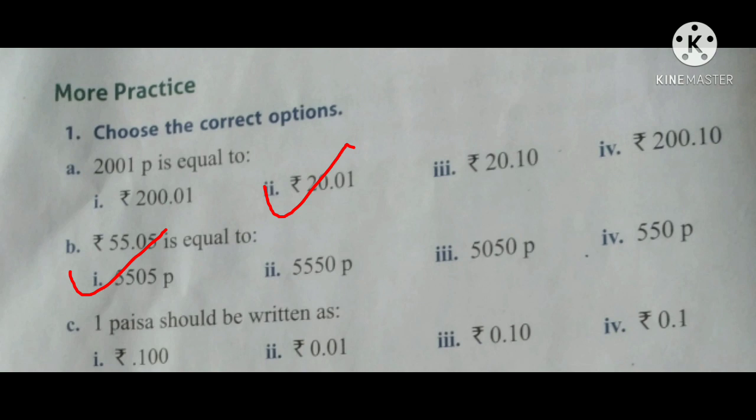Let us discuss the last problem. 1 paise should be written as dash. Here we have 4 options, right? To convert paise into rupees, we have to put a dot before the second digit from the right. See, here we have only one digit. So let's put a 0 in the left side of 1, then put a dot. So our answer is second option, that is rupees 0.01.